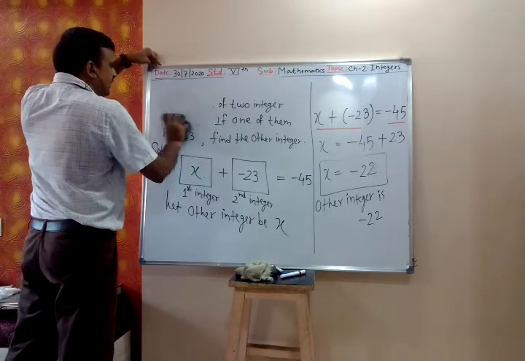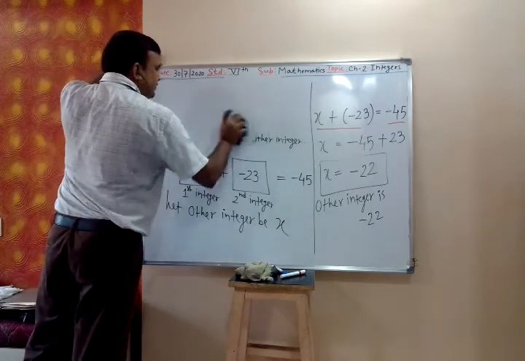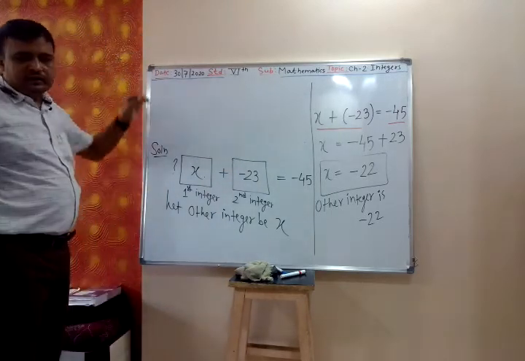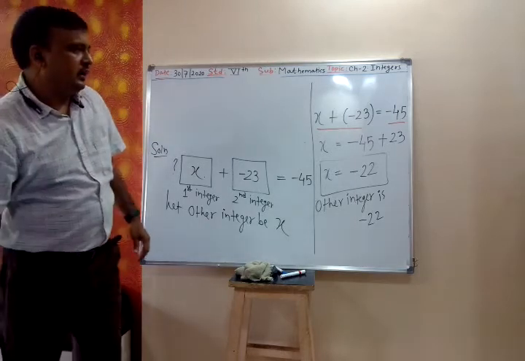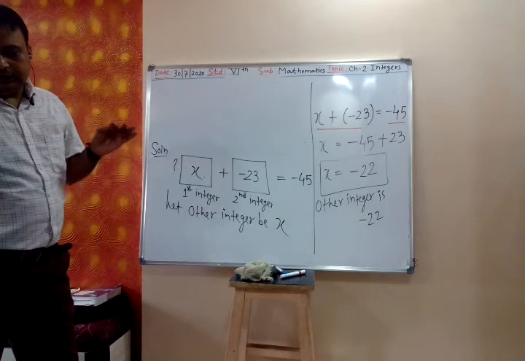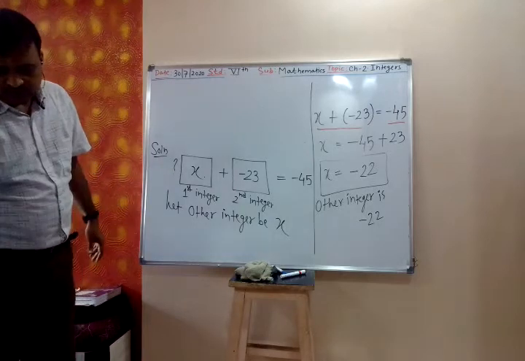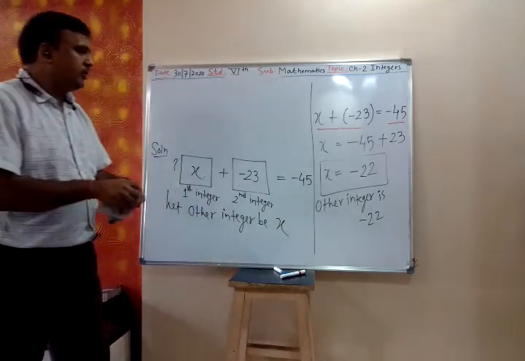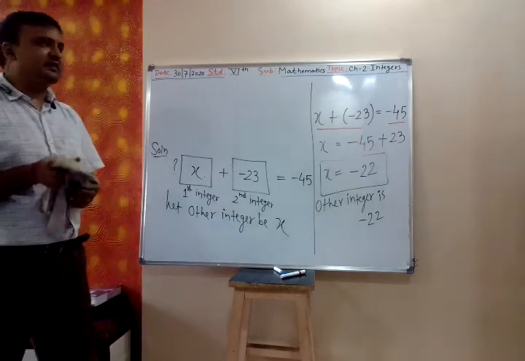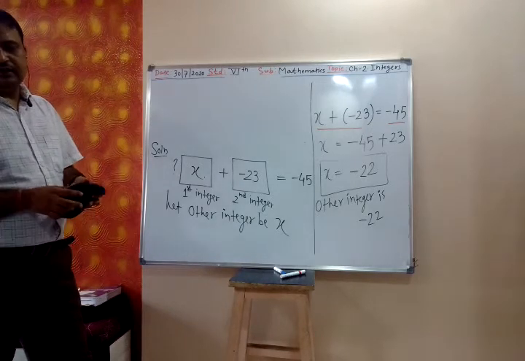So this problem is important, and the same problem you will find in 7th standard also. Now only I am telling you. Next year, minus 45 plus 23 is minus 22. This type of problem you will find in standard 7th also: sum of two integers is this, one of the integers is this, find the other integer. Same type of problem you are going to study in standard 7th also.